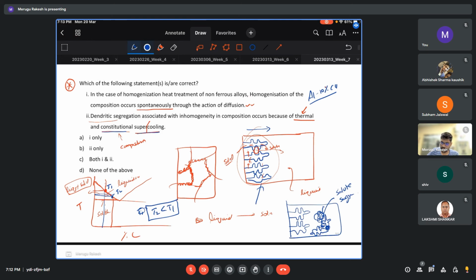So finally, what your takeaway will be? This segregation is associated with, one, this thermal supercooling. The second one is this constitutional supercooling. I should not say thermal supercooling. I should just say thermal gradient. So these are the two factors for which this segregation happens.